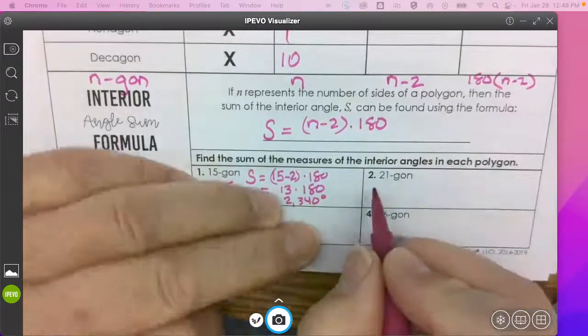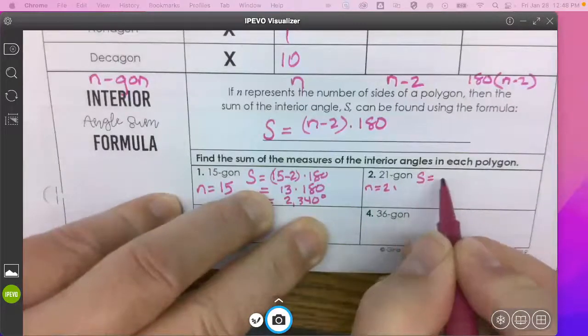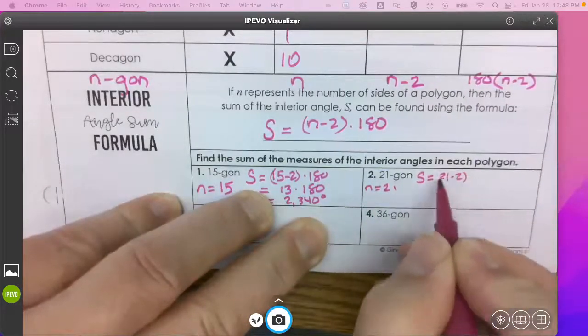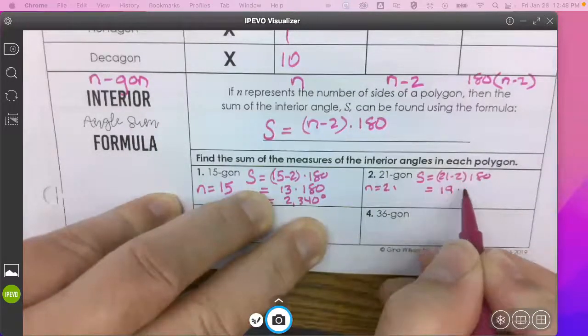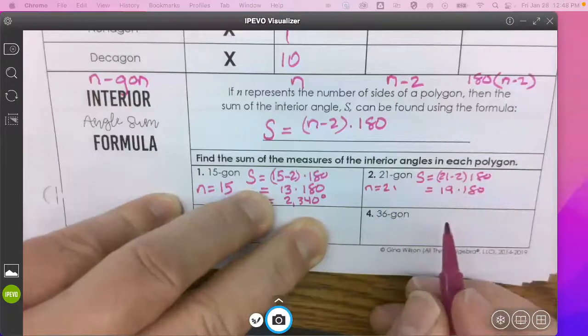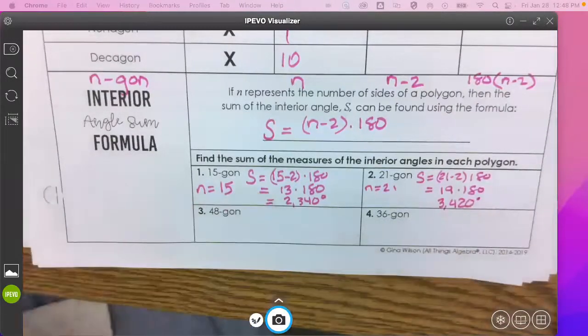All right, so for this one, we get an n of 21, which means our sum is going to be 21 minus 2 times 180. So 19 times 180, which gives us 3,420 degrees.